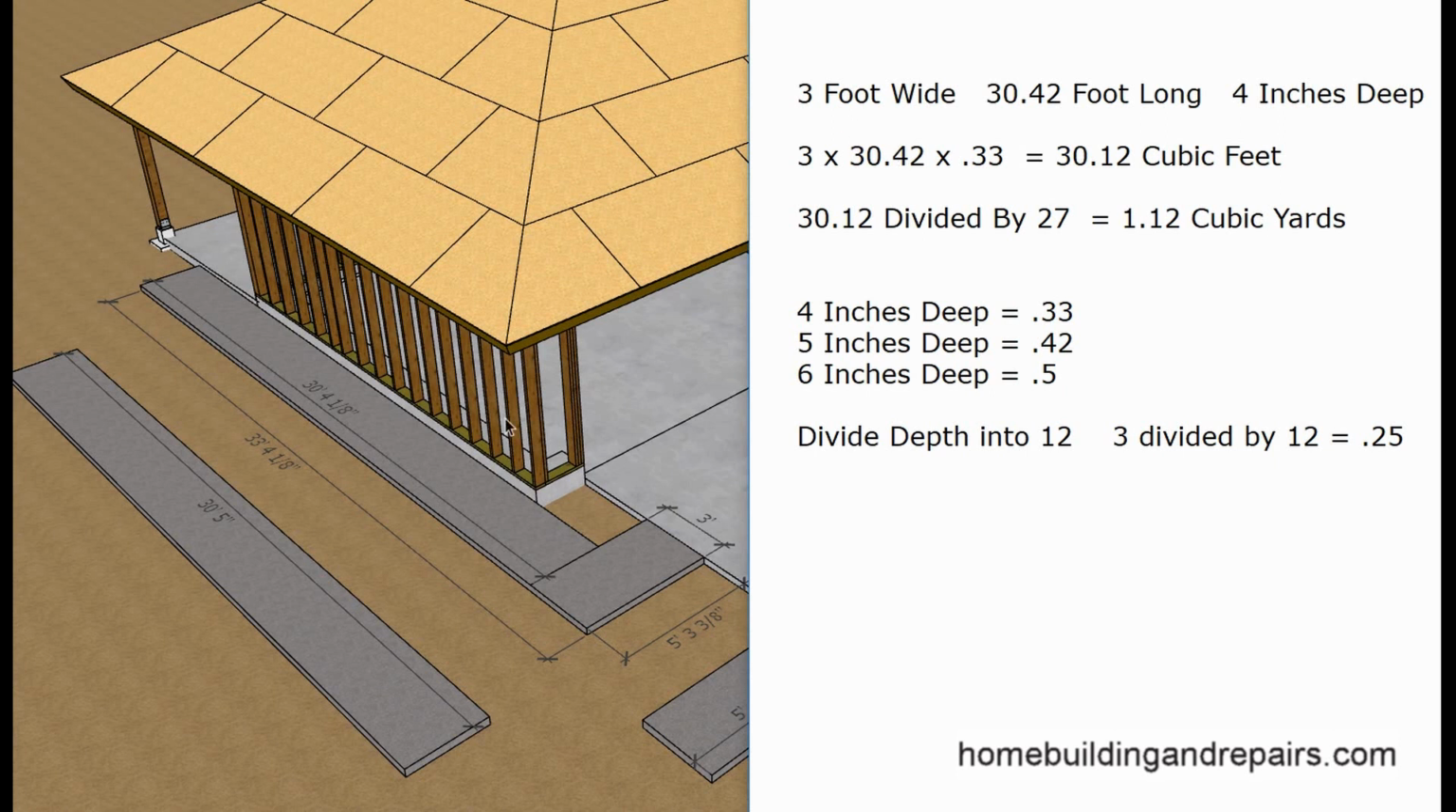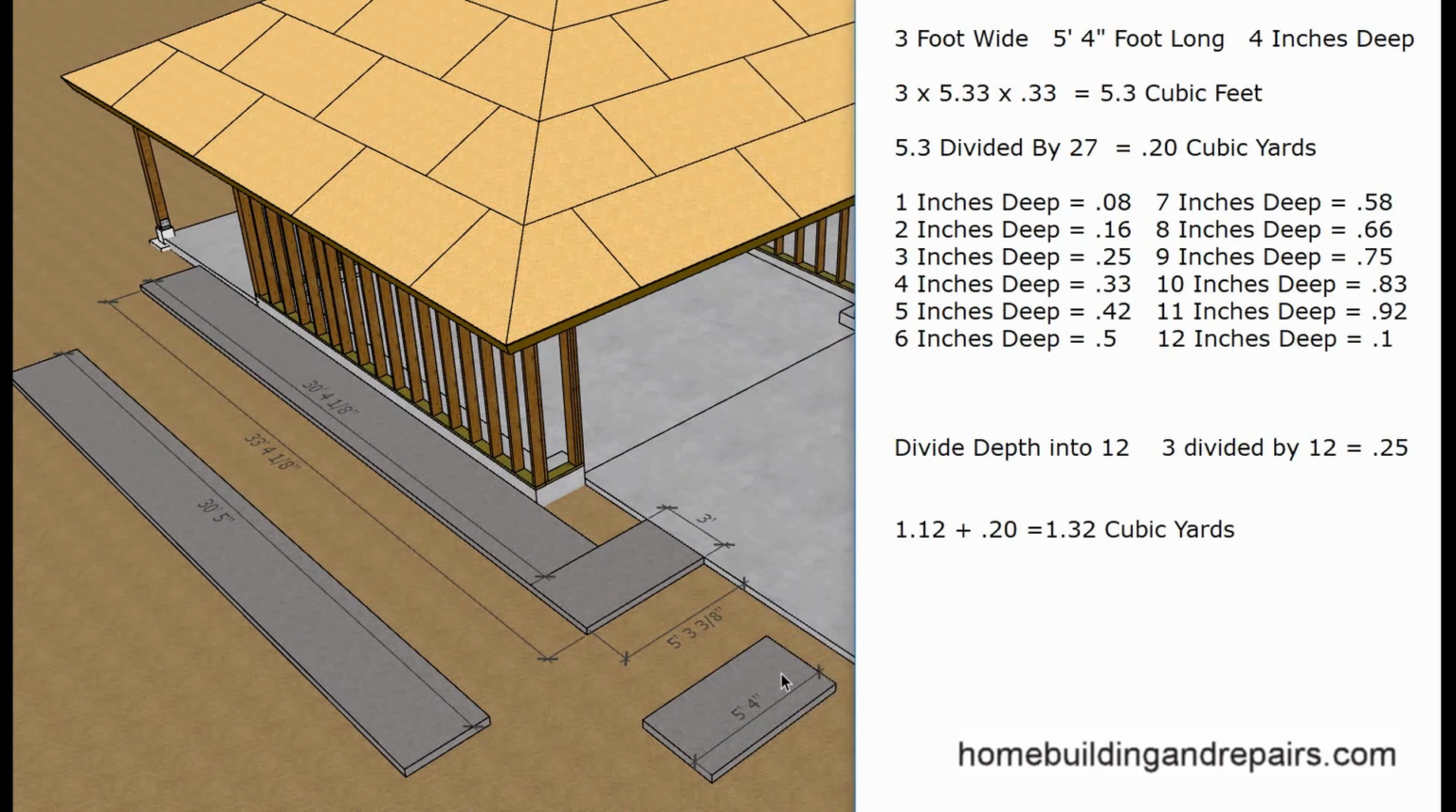So 3 foot wide, 30.42, 30 foot 5 inches. We come here for 5 inches, we get 0.42. 4 inches deep: 3 times 30.42 times 0.33 gives us 30.12 cubic feet for this section here. Right here, that does not include this section. 30.12 divided by 27 is 1.12 cubic yards just for this section.